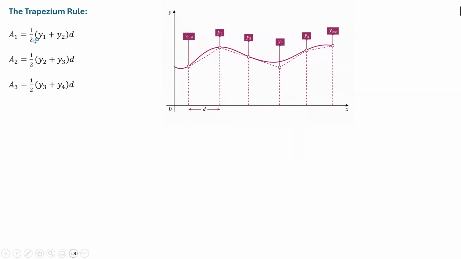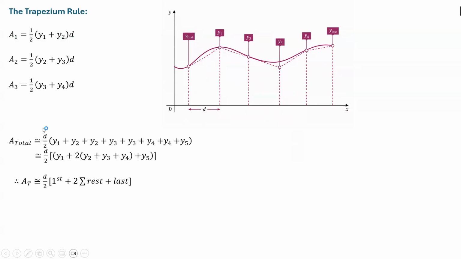So the area becomes 1/2 (y1 + y2) multiplied by the width, and we will get our A1. So our A total will be d/2 (y1 + y2 + y2 + y3 + y3 + y4 + y4 + y5). So finally we will get our formula, which is the width divided by 2, times the first height of the strip and the last height of the strip, and we will multiply the rest of the heights by 2.